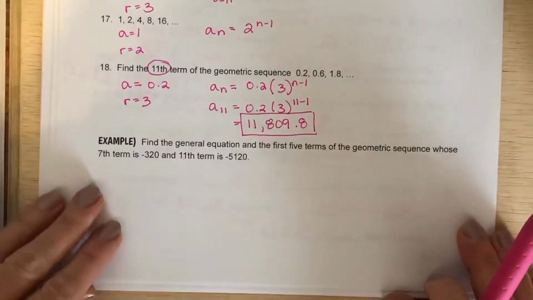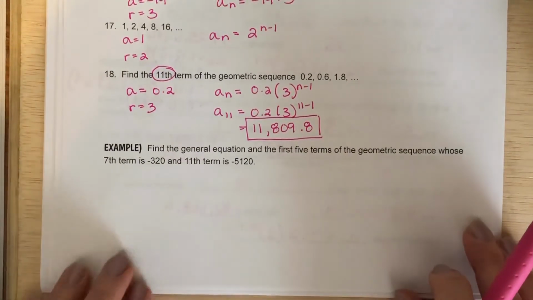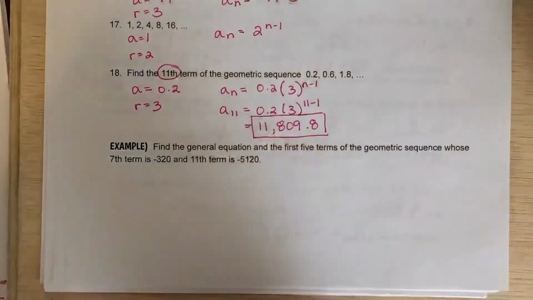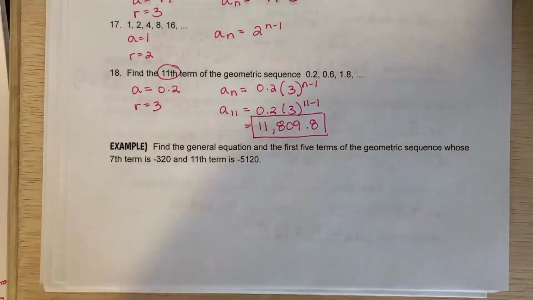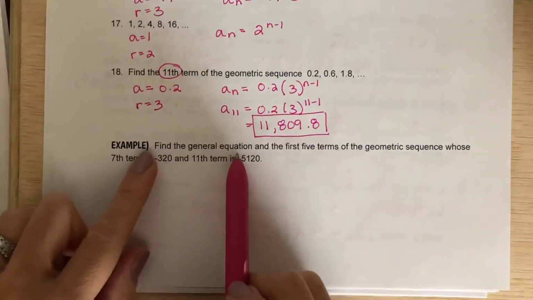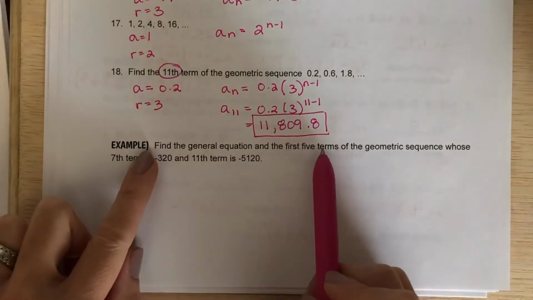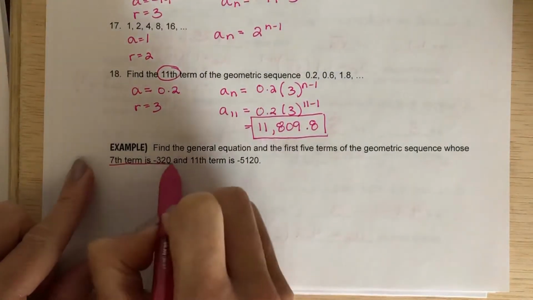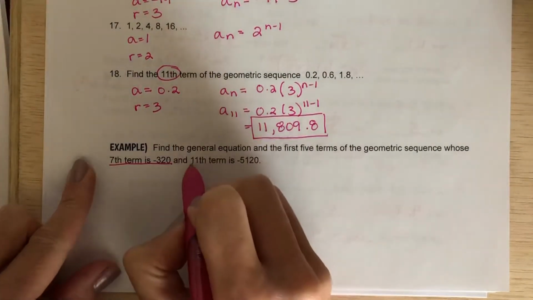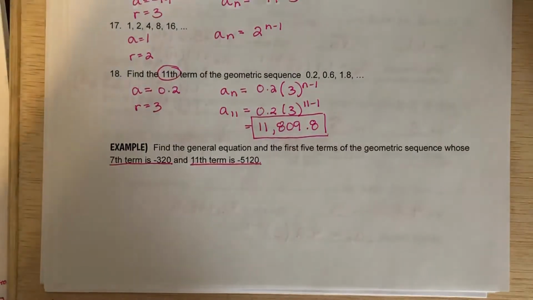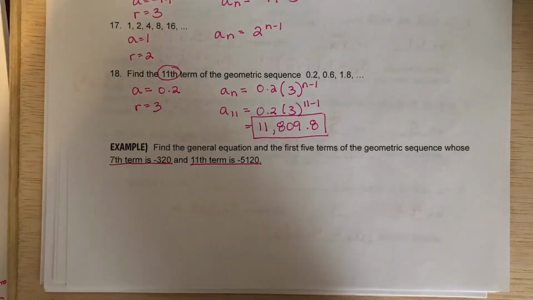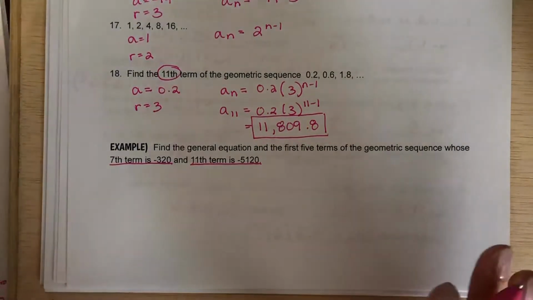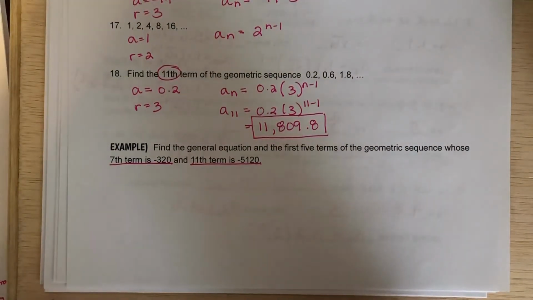All right, now we're going to get into some slightly more challenging problems. These ones you might want to write a little bit small because we are probably going to fill up this entire section. This says, find the general equation and the first 5 terms of the geometric sequence whose 7th term is negative 320 and the 11th term is negative 5,120. Hold on. We don't even know what the first term is, and we don't know what the ratio is.